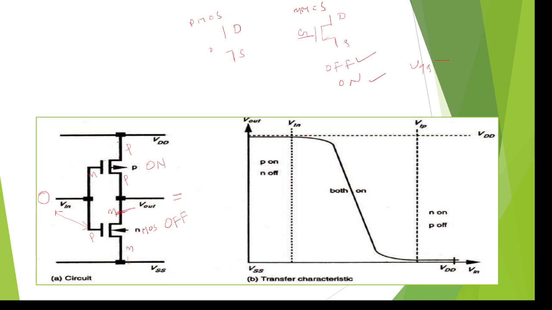Now the VDD is flowing through the PMOS transistor T1, so we get high as output. So both the conditions are satisfied. While giving 0 we are getting 1, while giving 1 we are getting 0.